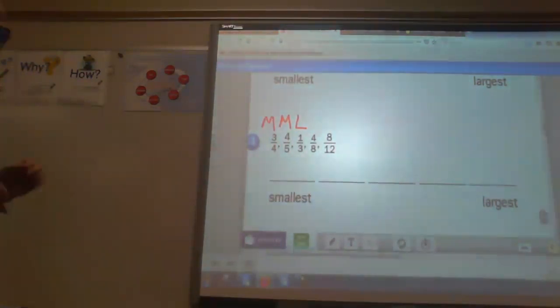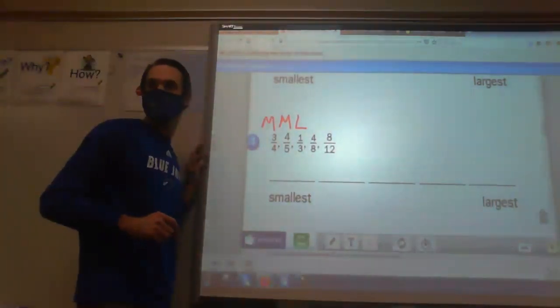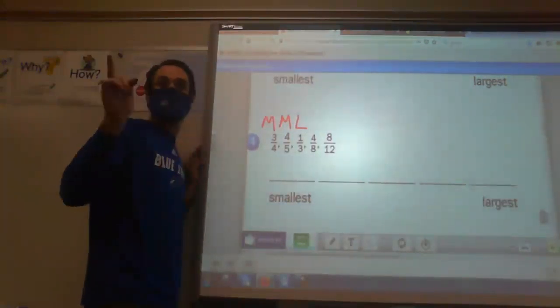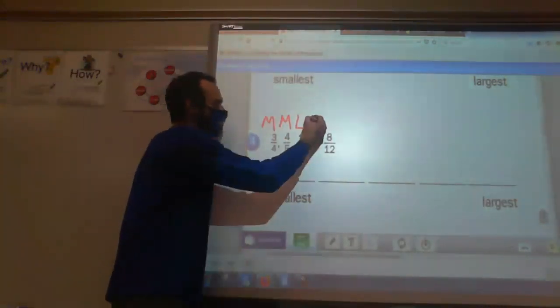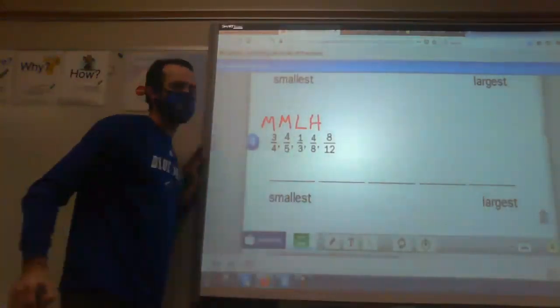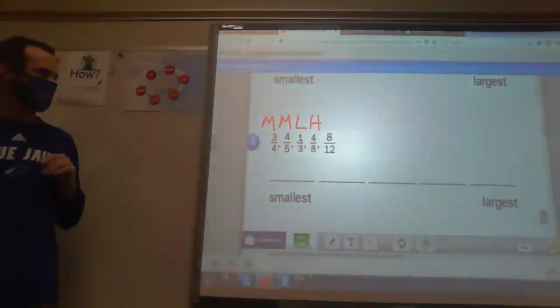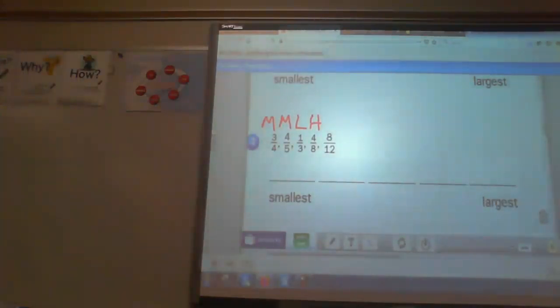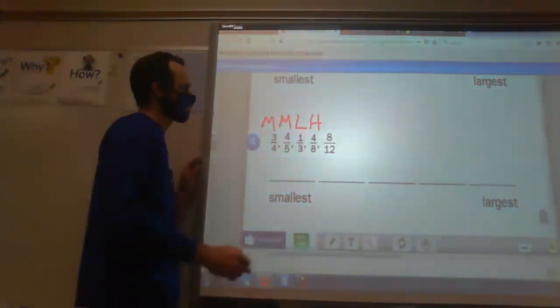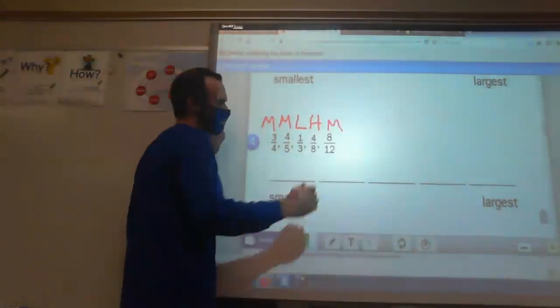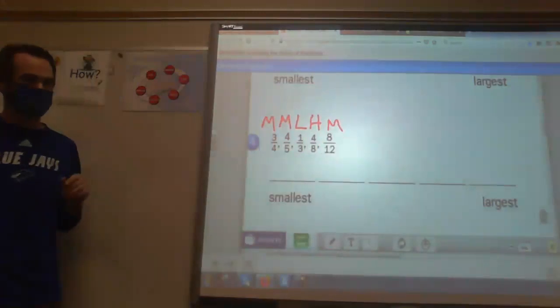Rajan, 4/8. It's exactly half. So this is the difference. This is where I put an H, because what does H mean? Half. H means half. 8/12, more or less than half? And how do you know, Braxton? More, because 8 is bigger than 6, and 6 is half of 12.